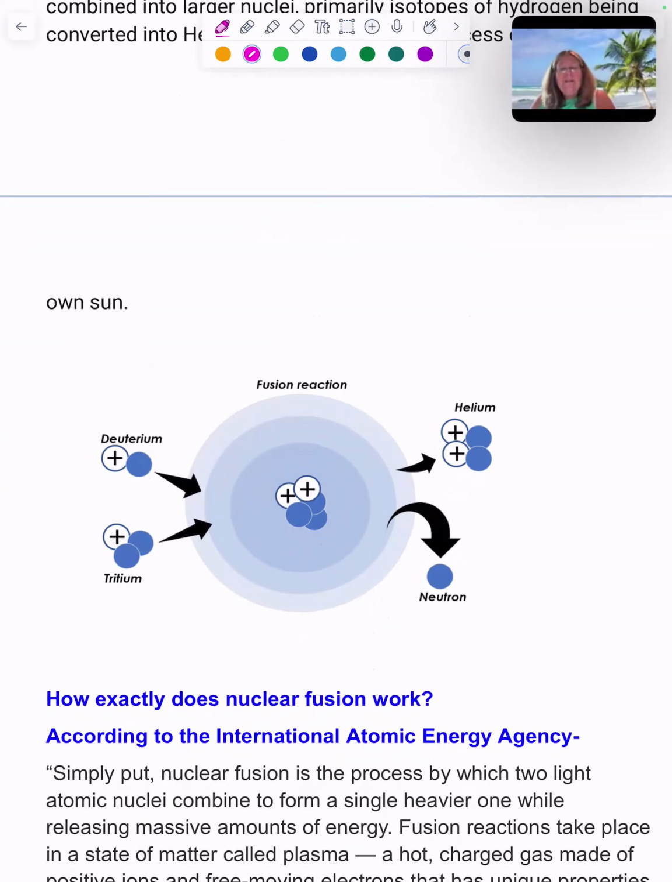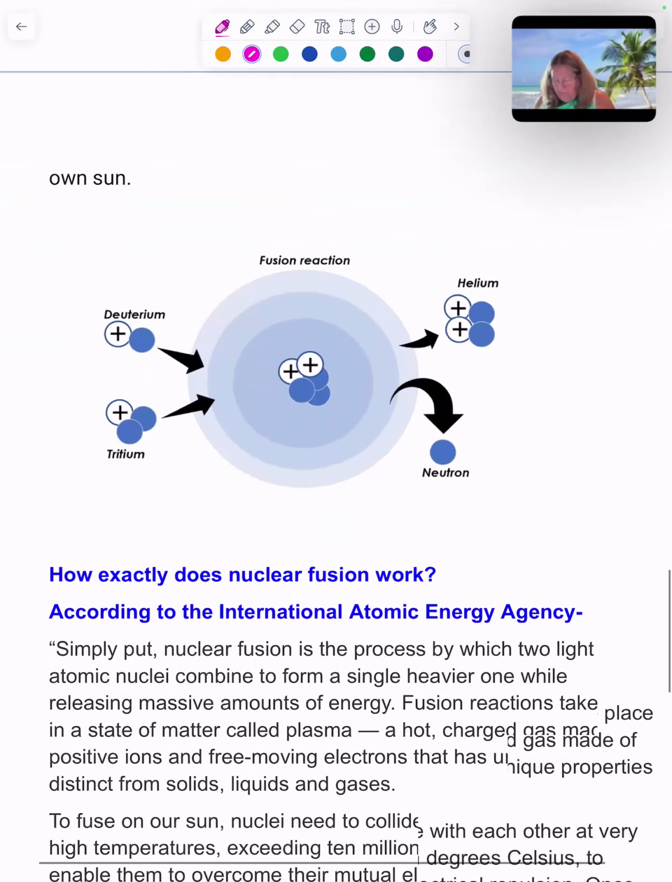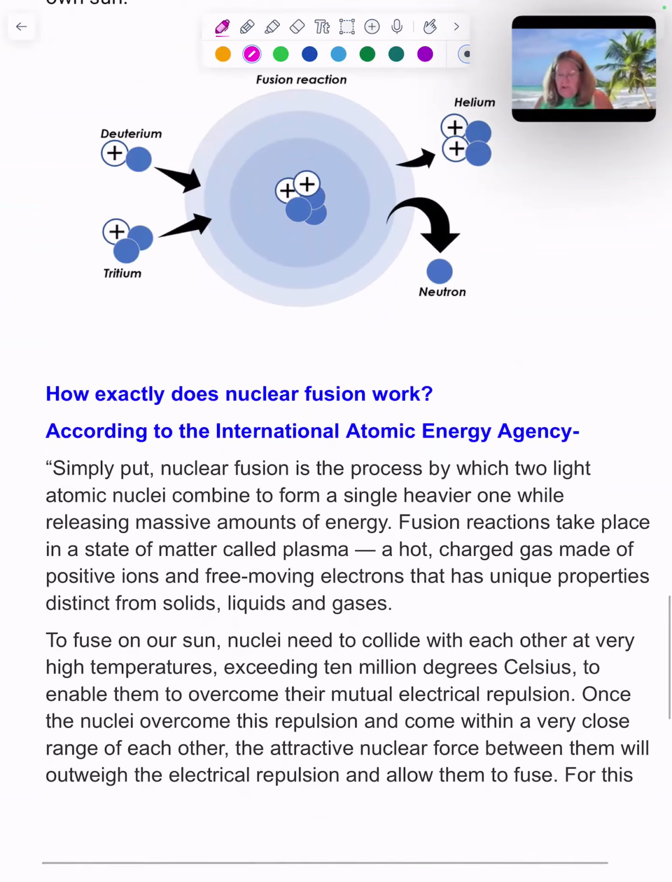Okay. These get fused under intense heat and pressure, basically making a mini sun, into helium, and a neutron is also given off. So, simply put, nuclear fusion is the process where two light nuclei combine to form a single heavier nuclei while releasing massive amounts of energy. Fusion reactions take place in a state of matter called plasma, a hot, charged gas made of positive ions and free-moving electrons that has unique properties distinct from solids, liquids, and gases.